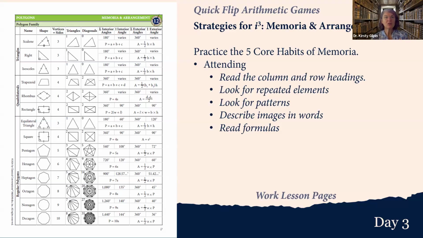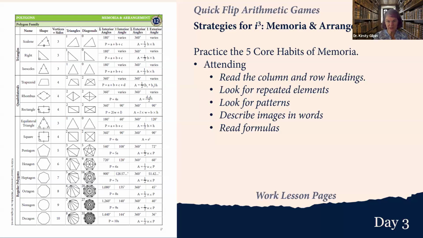As our students become more familiar with reading tables, we can start to say, what are some patterns in the table? Are there repeated elements in this table? This table happens to have a lot of repeated elements because we see that the sum of the exterior angles is 360 degrees for every polygon. We see that when we look at triangles, their perimeter and area formulas are the same. It doesn't matter what kind of triangle we have. Recognizing those patterns, those repeated elements, is going to tell us something and help us to learn something about the content that's here. Again, the goal isn't to learn about the content, but to practice these skills. This is how we can practice attending, by looking for these things.